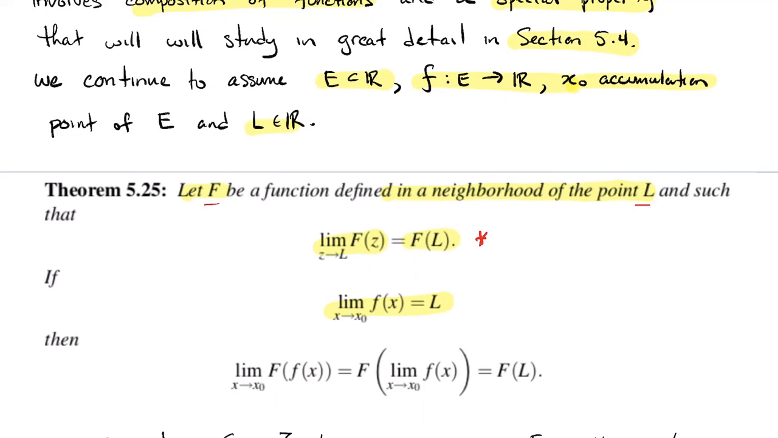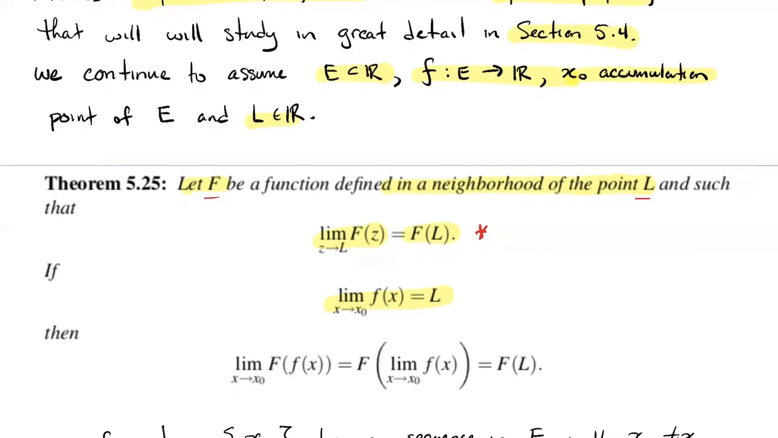Let me start again. This limit as z approaches L exists. The point that I'm taking the limit at is an element of the domain of capital F, because I'm plugging it into capital F. And that limit is equal to the function value. So that's a special property that we're going to study in section 5.4 that we will call continuity. But for right now, let me just put it in here as this hypothesis.